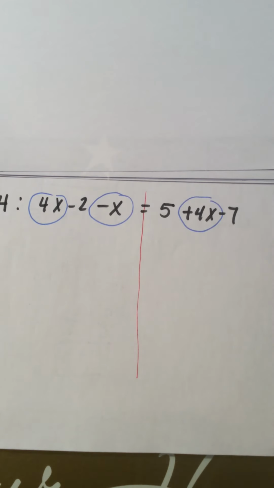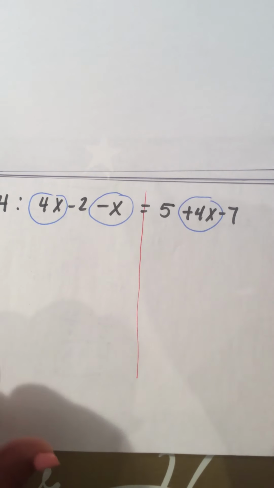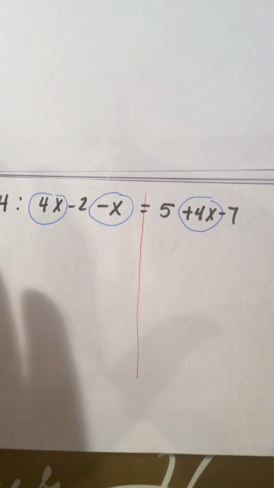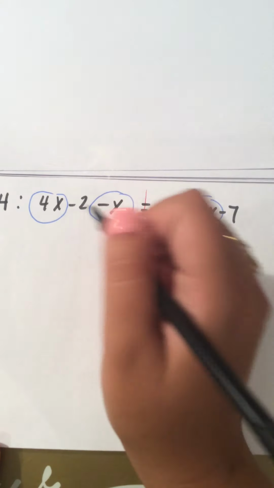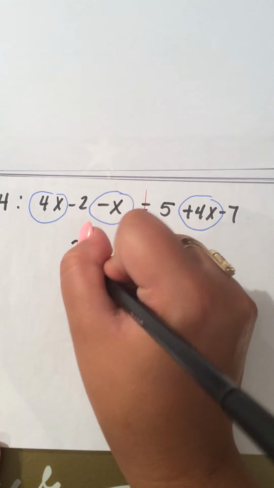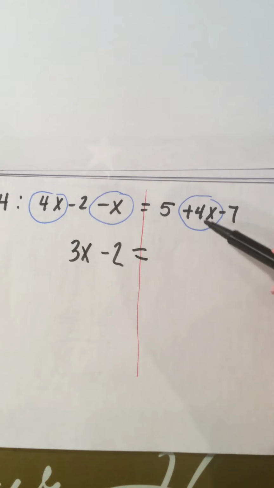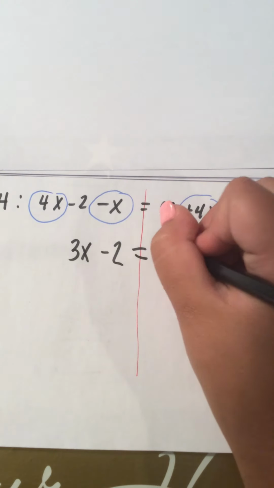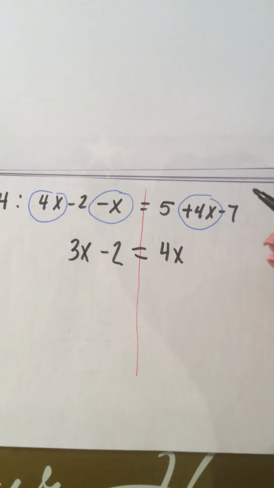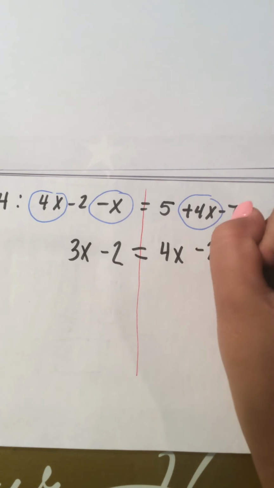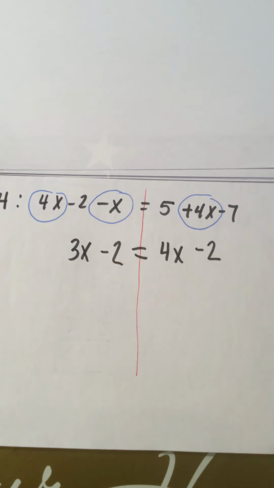I got a lot of variables. As you can see on this left-hand side, I have 4x and negative x. I'm going to combine those right away just so I can make this equation as small as possible. So 4x minus x gives me 3x minus 2. Okay? Now on this right-hand side, 4x is the only variable there. I'm going to bring that out in front. And I'm doing that because the 5 and the 7 can be combined because they're like terms. So 5 minus 7 is going to give me negative 2. Okay, that's just helping me mentally.